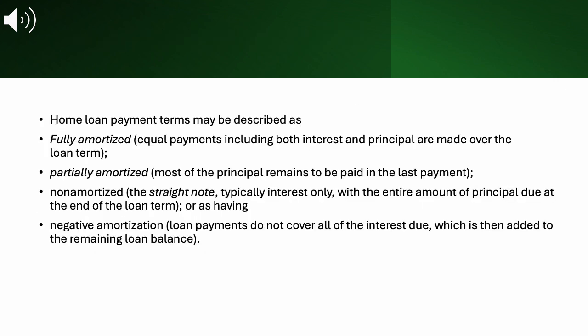Home loan payment terms may be described as fully amortized: equal payments including both interest and principal are made over the loan term. Partially amortized: most of the principal remains to be paid in the last payment.